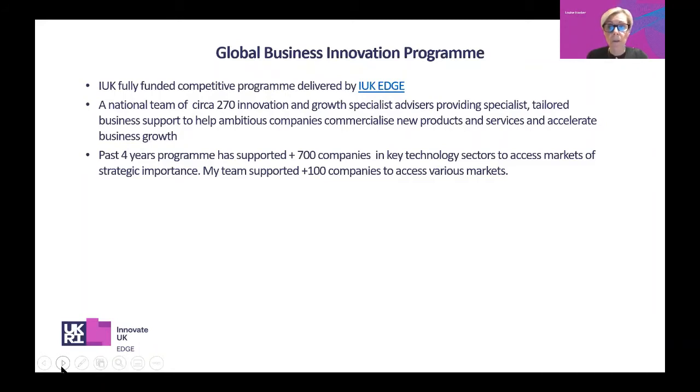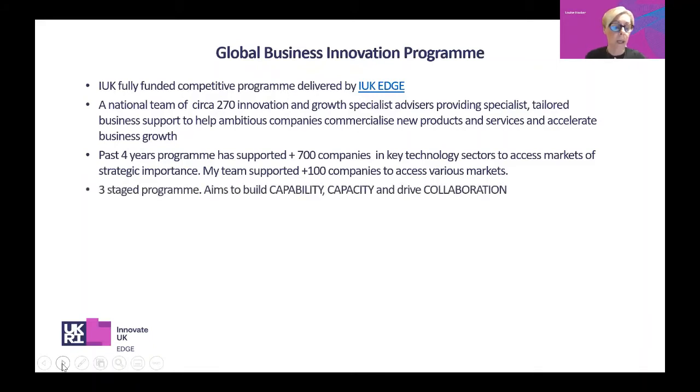If you are selected for this programme, alongside your GBIP team, myself and colleagues, you'll receive support from an innovation and growth specialist throughout the duration of the programme. The programme is fully funded. It's an intensive and exclusive programme which runs over a period of about 9 to 12 months, and it's delivered in 3 phases. It's aimed at helping businesses break down the barriers of accessing international markets so that they can accelerate entry into those markets and accelerate their growth.